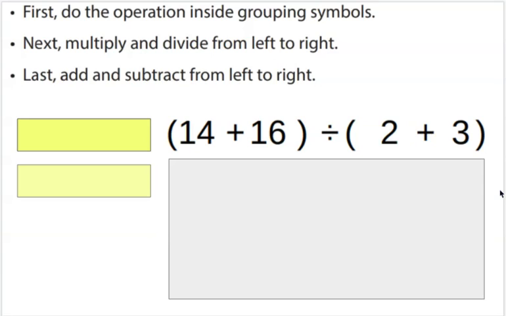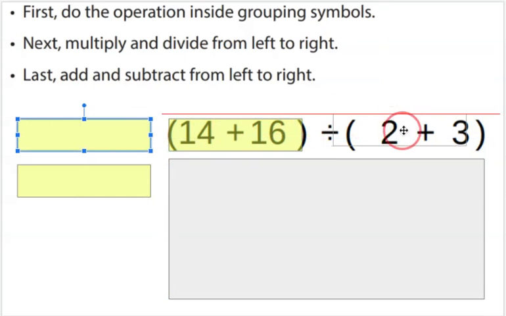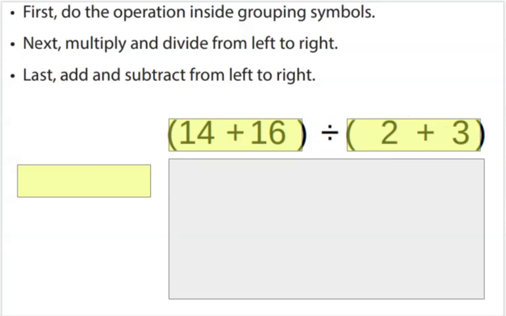All right, so let's take a look at this problem. So here you can see I have the sum of 14 and 16 divided by the sum of 2 and 3. This problem is a little bit different than what we've been doing in the previous days because I have 2 sets of parentheses, which means I need to do my grouping symbols first. So the first thing I'm going to do in this problem is this part here and this part here.